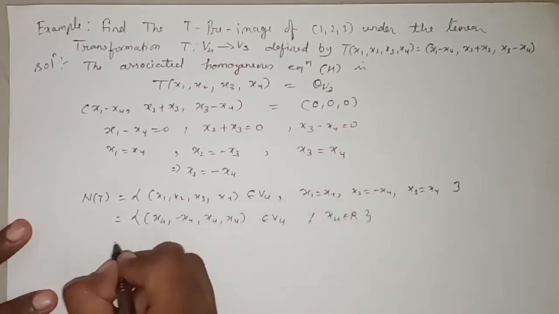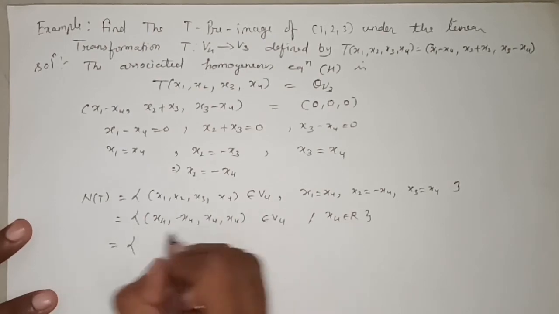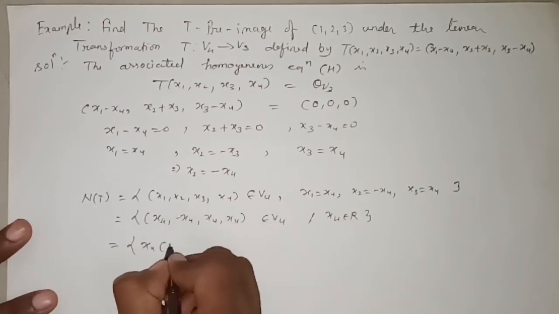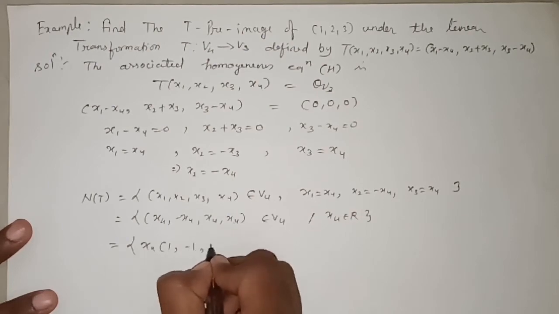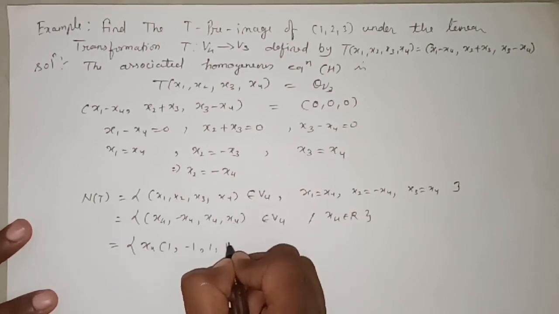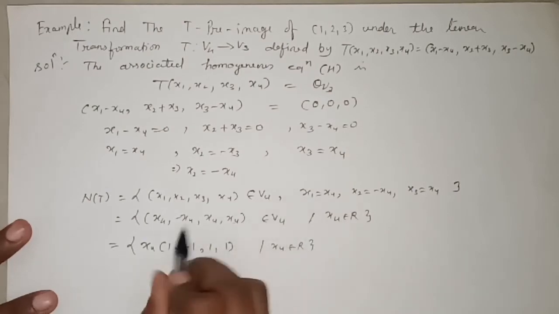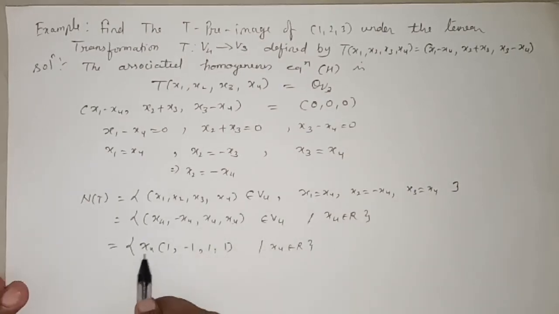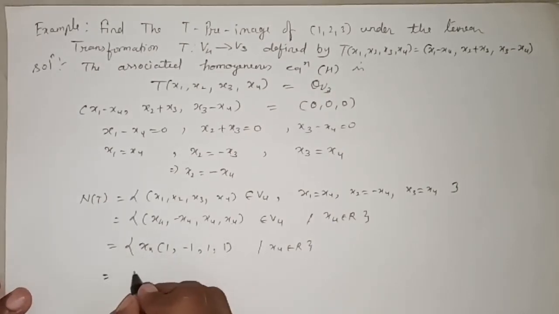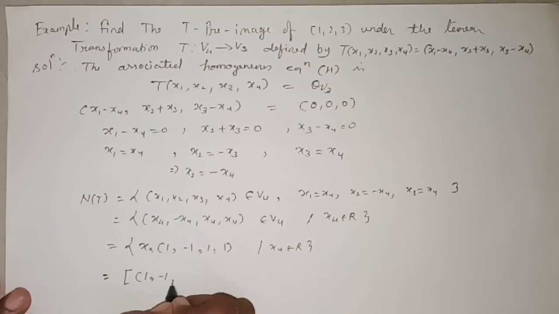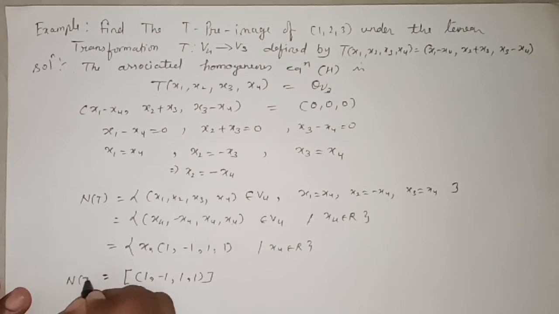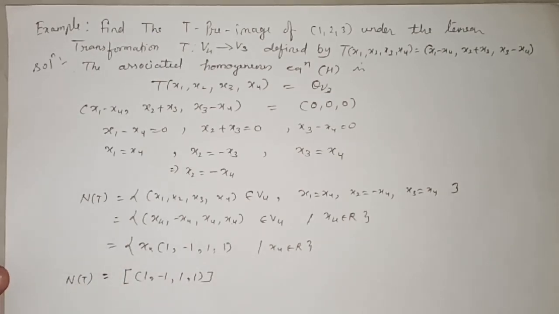Again we can write this as x4 times (1, minus 1, 1, 1) such that x4 belongs to R. That means this vector can be written as a linear combination of this. So from this we can say that the null space of T contains only one basis element, (1, minus 1, 1, 1). Therefore the null space of T is equal to this.